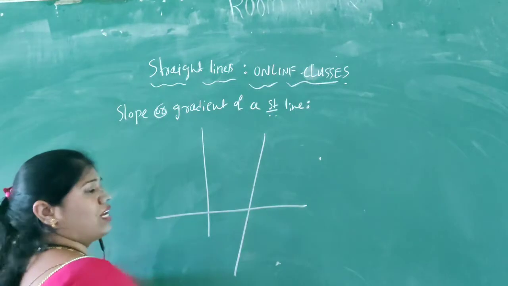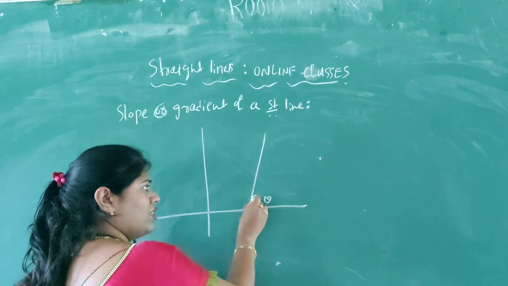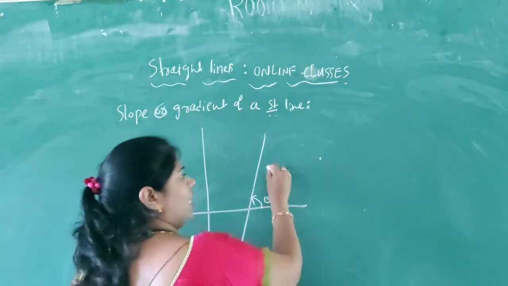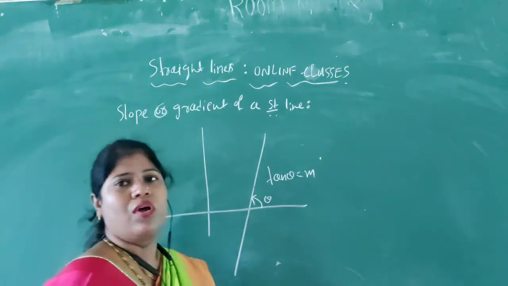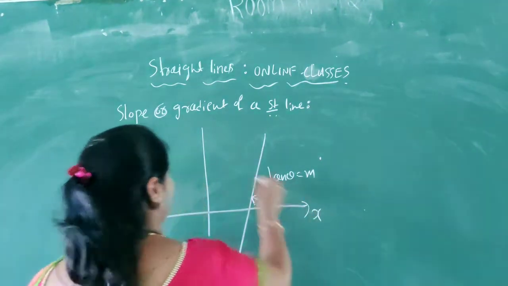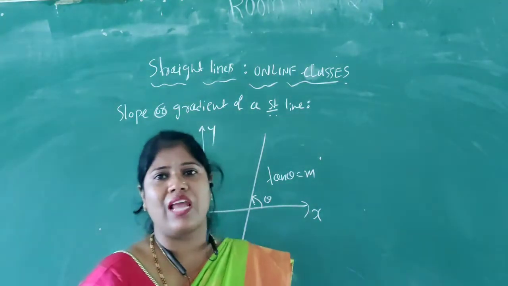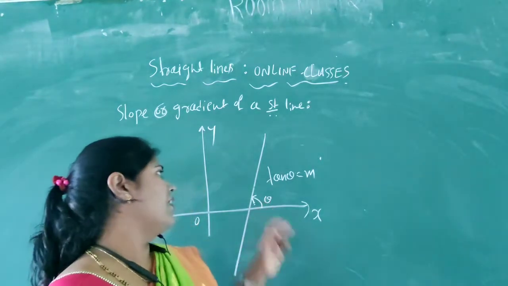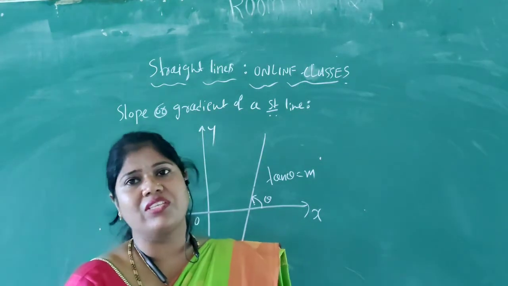with the positive direction of x-axis, then tan theta is nothing but the slope. Tan theta is called the slope or gradient of a straight line. So we know this is the x-axis and y-axis, and this is the origin. If a straight line makes an angle theta with the positive direction of x-axis, then tan theta is called its slope or gradient.